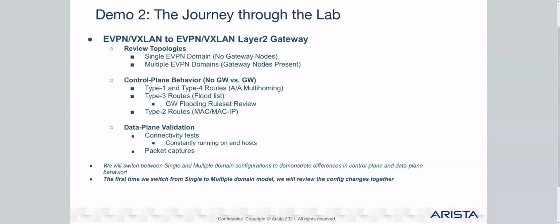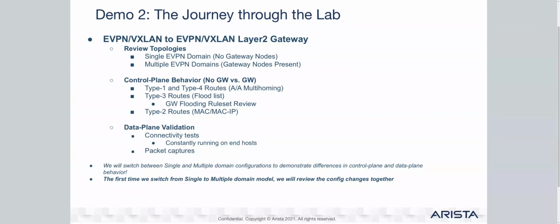All right, so we have type 1 and 4 for active-active multi-homing, type 3 routes, specifically how they pertain to the flood list and the flooding behavior. We'll touch on some of the rule sets when it comes to the gateway node flooding. And then finally, we'll look at the type 2 routes and the bridging behaviors.